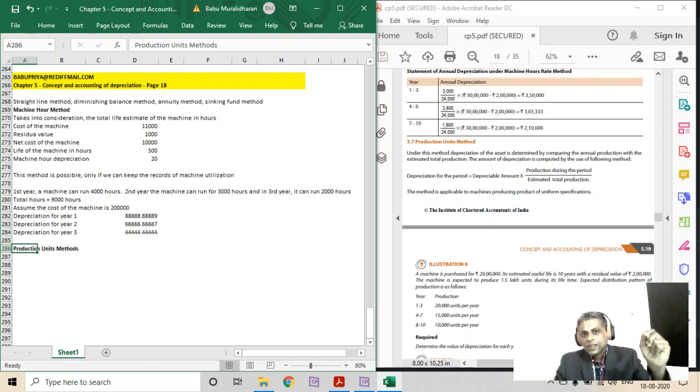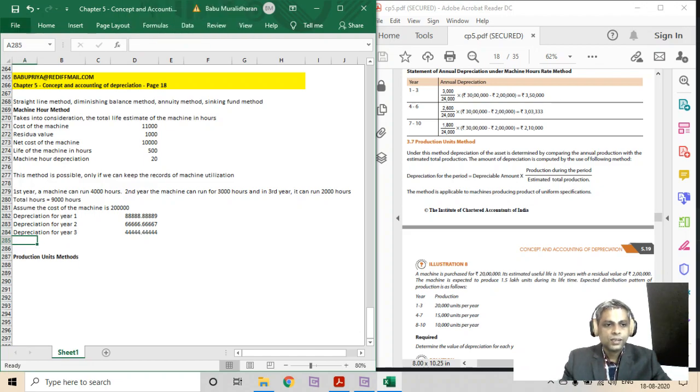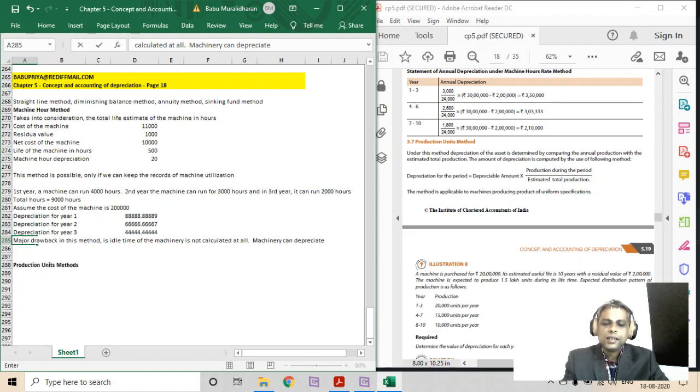It can be used only if the machinery data is available. However, it has to be seen whether the machine will be kept idle, in which case there will be no depreciation for the year. That is not possible. The major drawback in this method, let me add that also here: the major drawback in this method is that idle time of the machinery is not calculated at all, right? Machinery can depreciate even with the passage of time due to normal wear and tear.